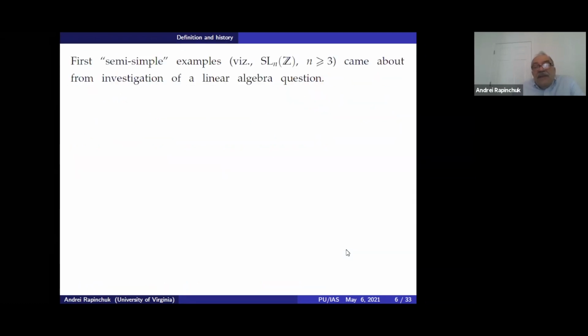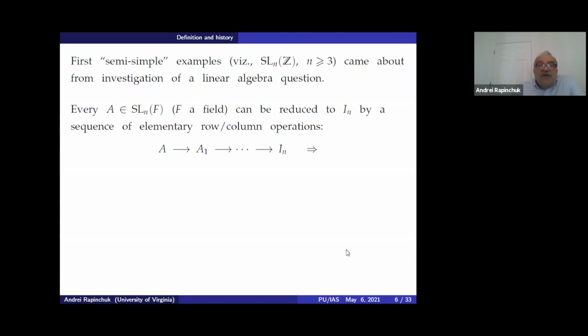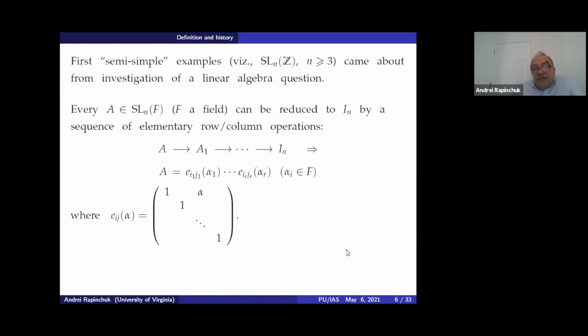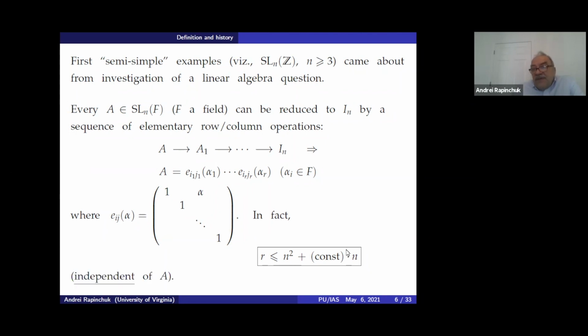But I must say that the first semi-simple examples like SL_n(Z), where n is at least 3, came about even before the formal definition of bounded generation was given, as a consequence of investigation of a natural question in linear algebra. Namely, suppose we have a unimodular matrix over a field. Then we can run the Gaussian elimination algorithm on this matrix to reduce it to the identity matrix by a sequence of elementary row or column operations, which of course results in the presentation of my matrix as a product of elementary matrices. Now, what's important for me here is that the number of steps that the Gaussian algorithm requires is bounded by a constant of the magnitude n squared plus change. In particular, it's independent of the matrix A.